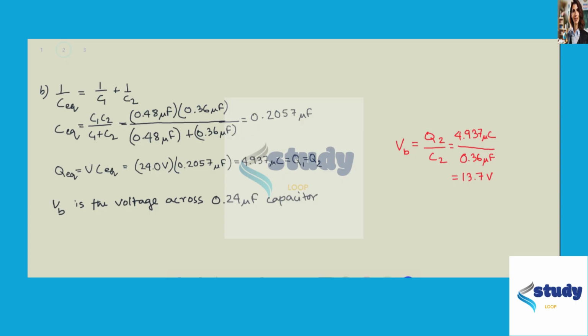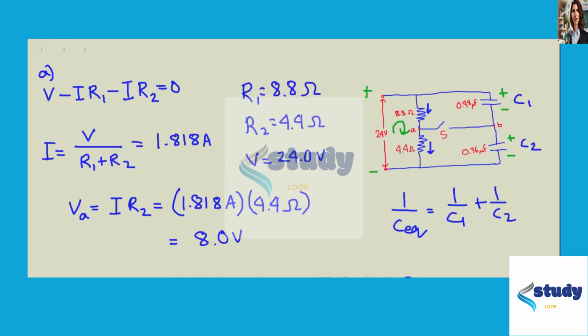Now VB is the voltage across the 0.24 microfarad capacitor. So sorry, that's going to be 0.36.